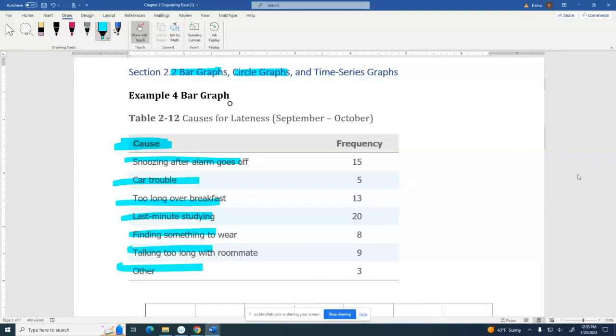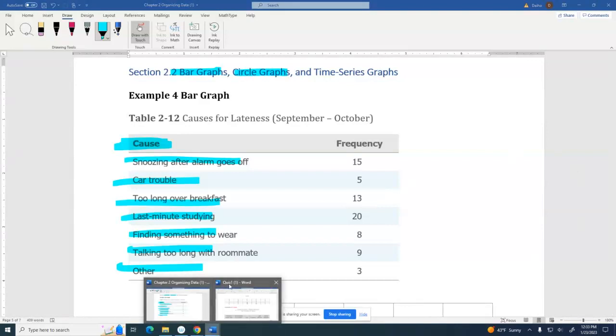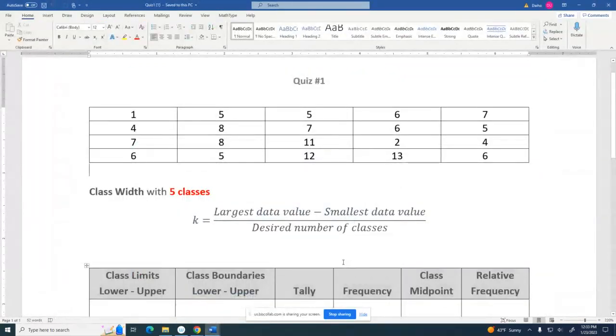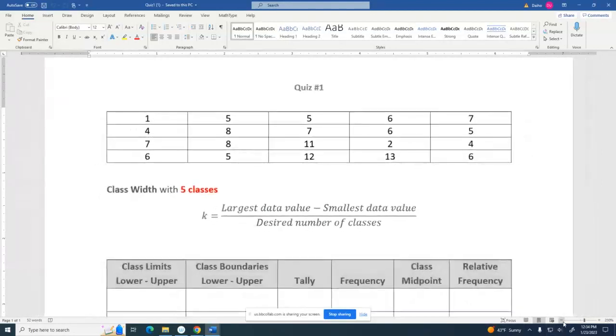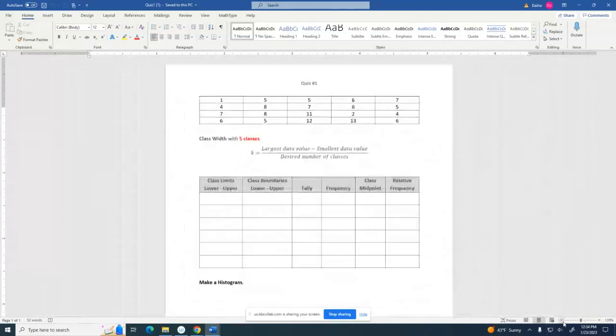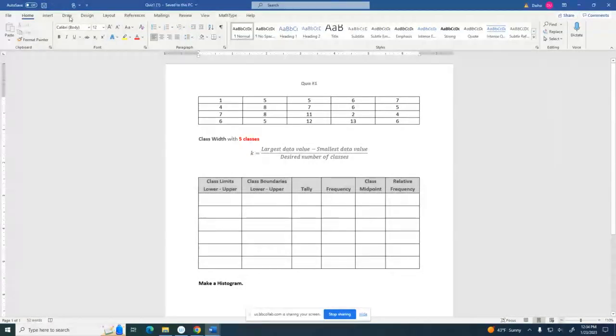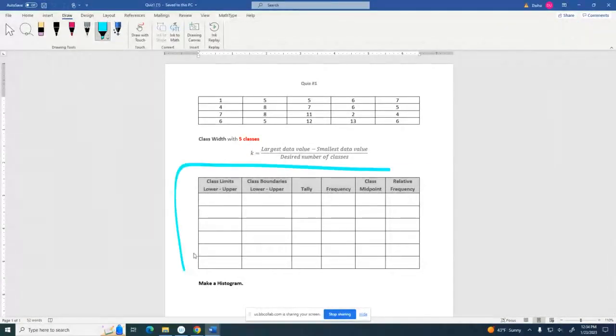And why don't you prepare a clean paper for quiz number 1. Here's quiz number 1. Please put your name on the top. I give you 20 cases, and make the frequency table and histogram. It is quiz number 1: make the frequency table and histogram.